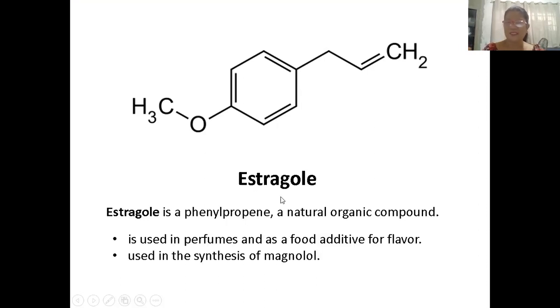This estragole is used for perfumes and food additives for flavor. You will know it has a benzene ring, and it is a hydrocarbon with a double bond. How will you know? Because of the presence of the functional group.